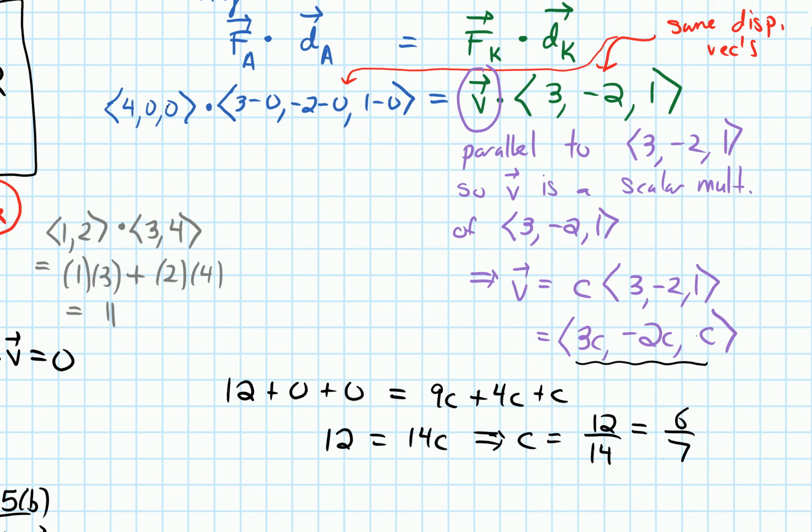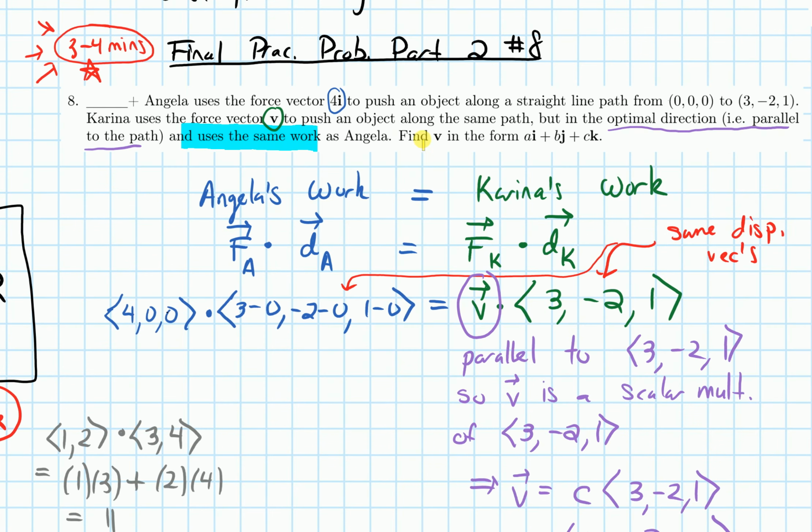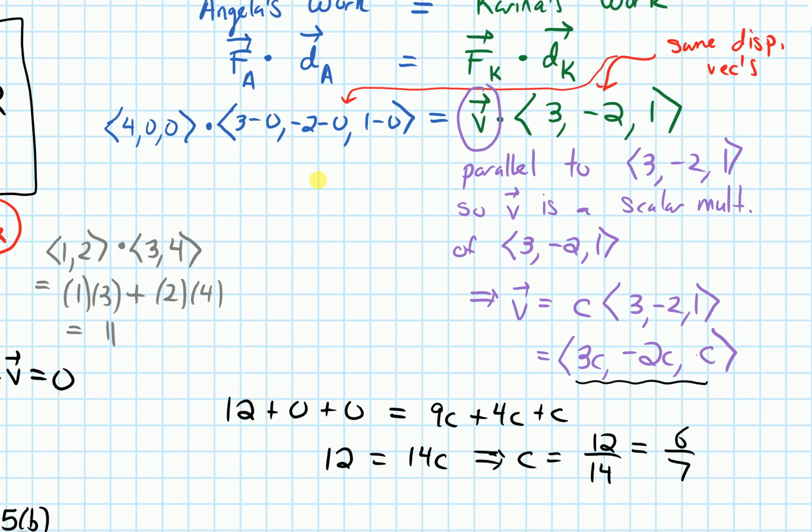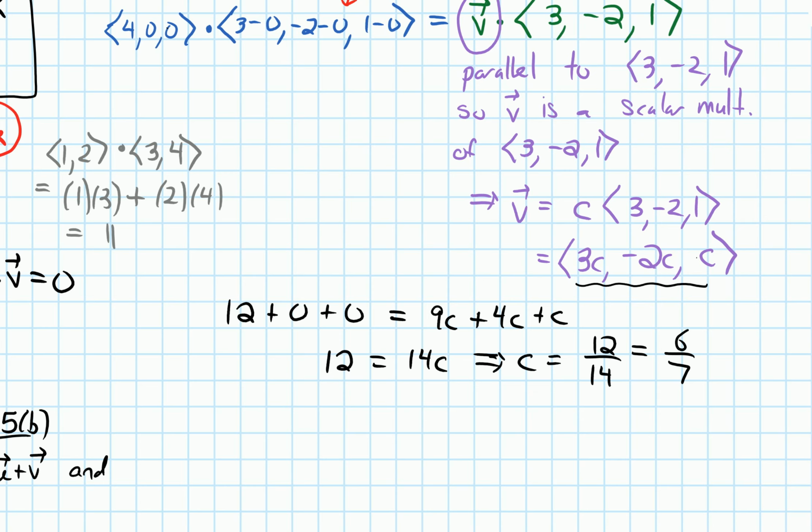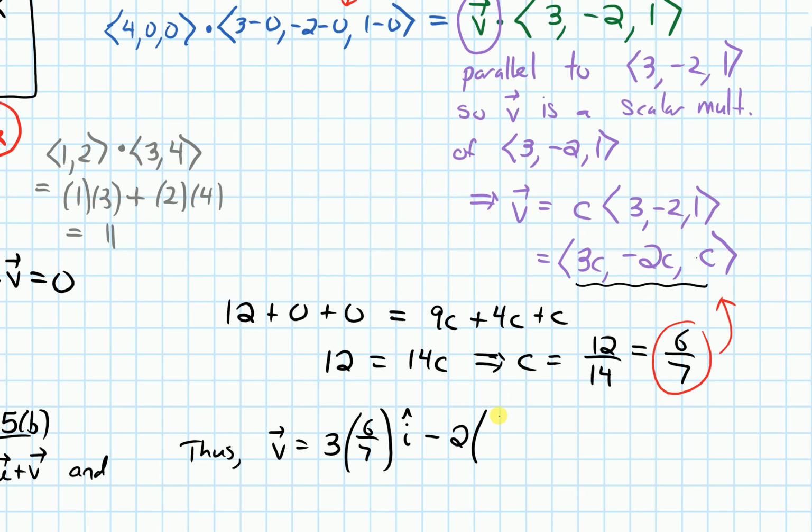Let's remember, what did the problem want us to find? Oh, the problem said find v. Find v and put it in this form with i, j, and k. Okay, so I know what c is. Let's take our c value, and now let's plug it back in to the vector v. Okay, so thus, the vector v is going to be 3 times c for the first component. So I'll put this i hat, and then minus 2 times c, minus 2 times 6 over 7 for the j component, or the y component, and then plus, then I just plug it into c, and I just get 6 over 7 k hat.